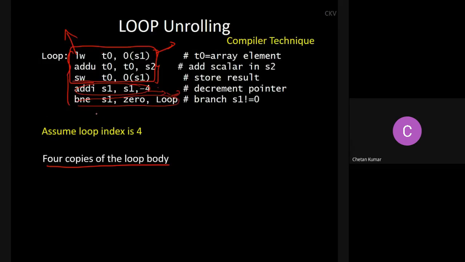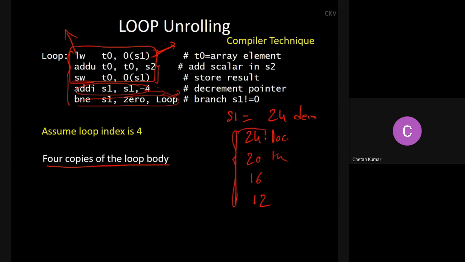You see how the loop is executing. If S1 is, let's say, 24 in decimal, then for the first loop iteration, the 24th location will be accessed. In the next iteration, S1 gets subtracted by 4, so the 20th location will be accessed, and then the 16th location, and then the 12th location, and so on. Now you have to replicate in such a way that these four are done at the same time, meaning you have to access the 24th, 20th, 16th, and 12th locations. How will I be able to do that?